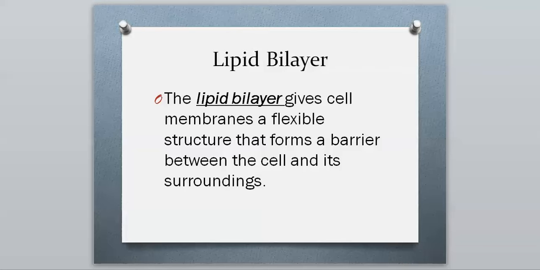And the cell membrane is composed of what's called a lipid bilayer. So lipid we said was fat, and bi just means two, and layer is just layer. So it's two layers of fat. The cell membrane is made up of two layers of fat, and it gives a flexible structure that forms a barrier between the cell and its surroundings. So again, that's just going back to its function. Lipid bilayer kind of sounds confusing, but lipid just means fat components, bi means two, and layer, so it's just two layers of fat.